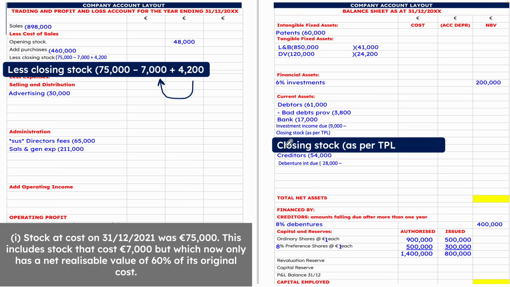And we have to remember then to put our closing stock also over in our current assets in the balance sheet, right? And we just write in brackets as per TPL, because whatever figure we have here at the end of the year is going to be what we bring over here. And if we have the wrong closing stock figure, we'll still get our marks here, because they always give marks for students' own figures here. So that would be good.